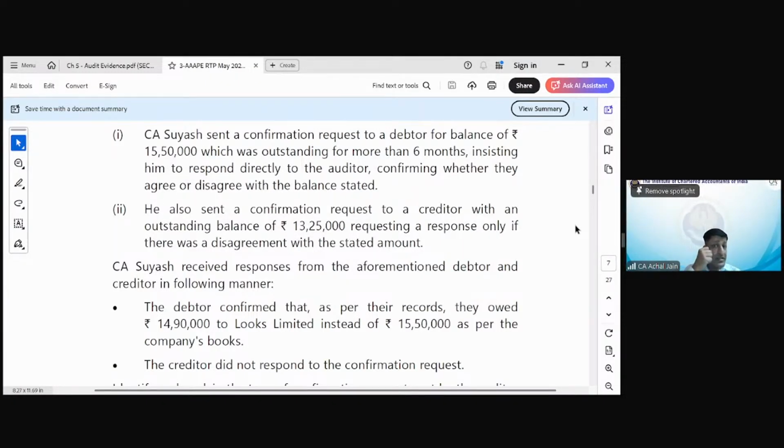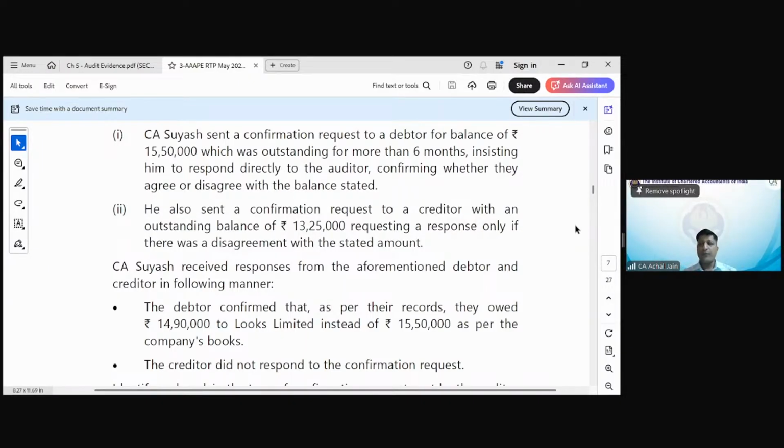Now, please understand that there are two different types of communications which the auditor is doing with the external parties. In one case, the auditor is asking the other party to respond, which is called a positive balance confirmation. Means the other party has to respond for sure. Second is what you call a negative balance confirmation. Negative means the party will respond only if the balance doesn't match. Something which you get to see in case of banks.